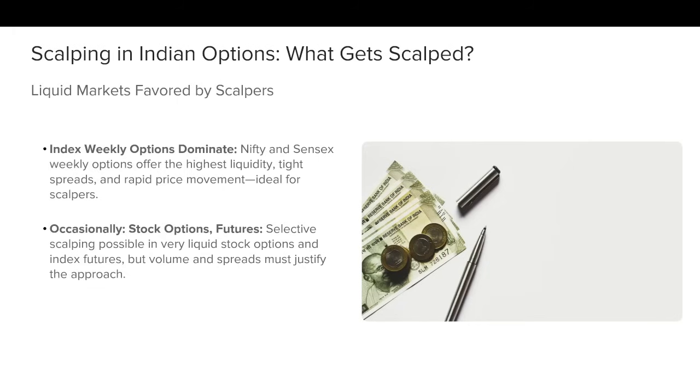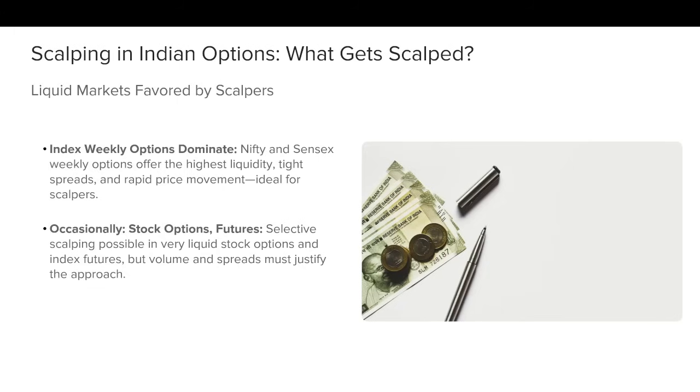Doesn't happen every day, doesn't happen in 5 minutes, doesn't happen in 1 minute. But Nifty, as you know, can move 5 points. An ATM option can move 5 points in minutes. So rapid price movement. Now, other than Nifty or Sensex, can you trade other things?